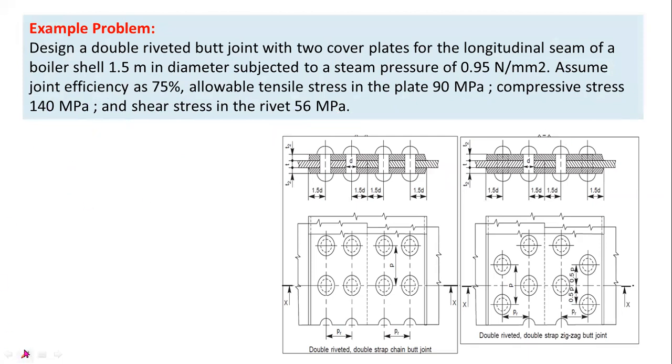In this question you have to design a double riveted butt joint with two cover plates. Double riveted means n equal to 2. For double cover plates, you have to consider double shear.